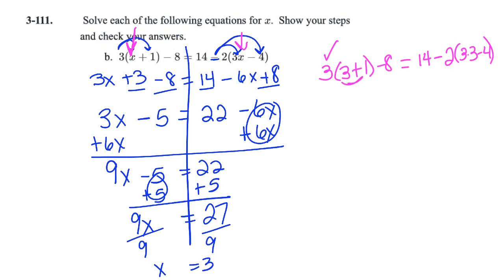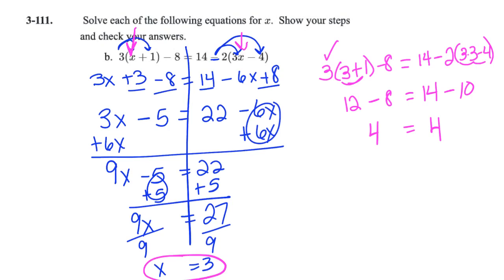Okay, 3 times 4 is 12. 12 minus 8 is 4. This is 9 minus 4, so that's 5. So negative 2 times 5. 14 minus 10 is 4. I get the same value on both sides, so x equals 3 is a good answer.